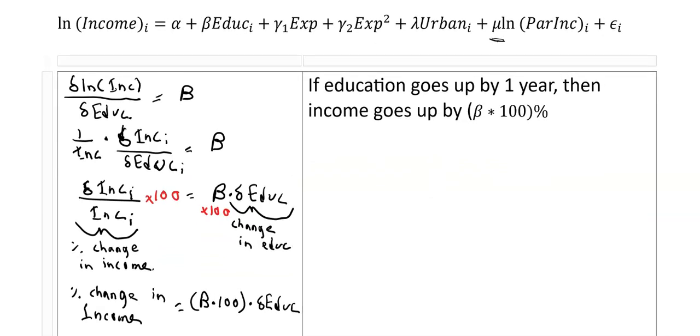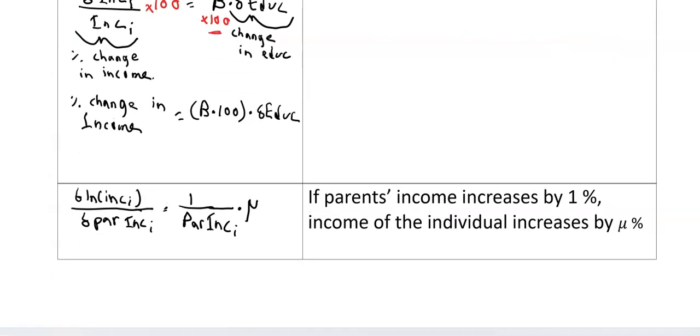If my dependent variable is in logs, but my regressor or independent variable is in linear form, we have to multiply the coefficient by 100 to get the effect. If both my independent and dependent variables are in log form, then we don't have to multiply by 100.